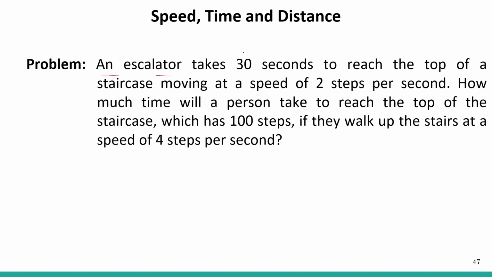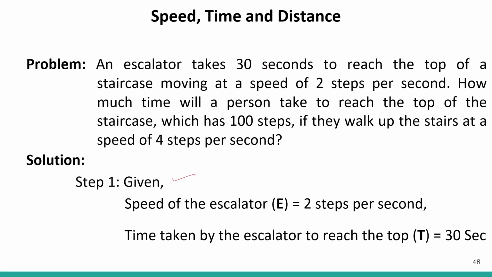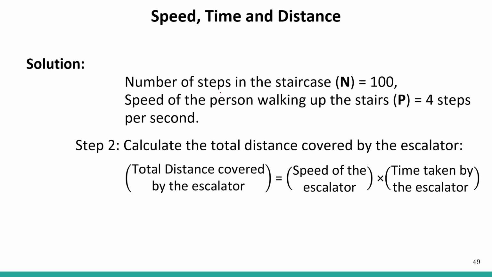So an escalator takes 30 seconds to reach the top of a staircase, moving at a speed of 2 steps per second. How much time will a person take to reach the top of the staircase which has 100 steps, if they walk up the stairs at a speed of 4 steps per second? So given that the speed of the escalator is 2 steps per second, and time taken by the escalator to reach the top is 30 seconds. So number of steps in the staircase is equal to 100. So speed of the person walking up the stairs will be 4 steps per second. Okay, this is what is given.